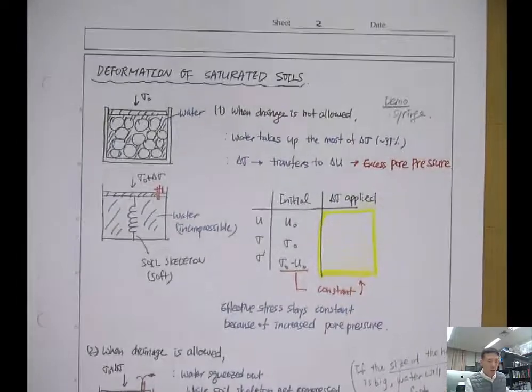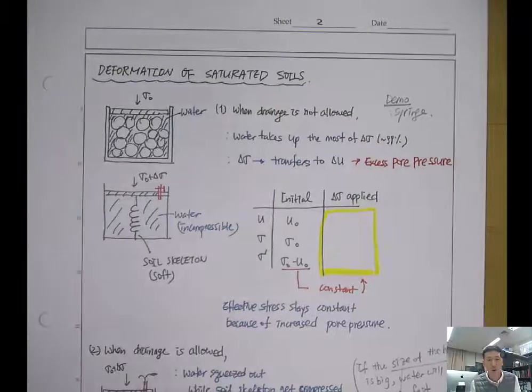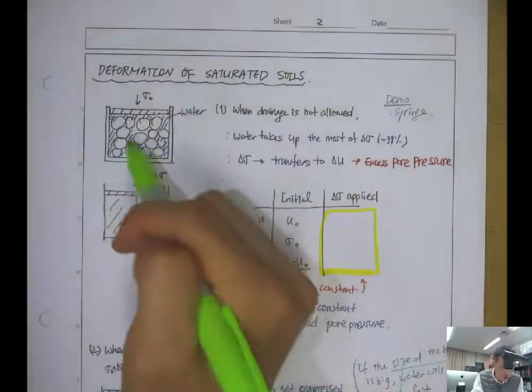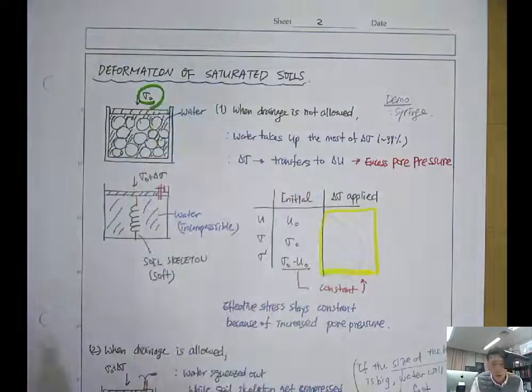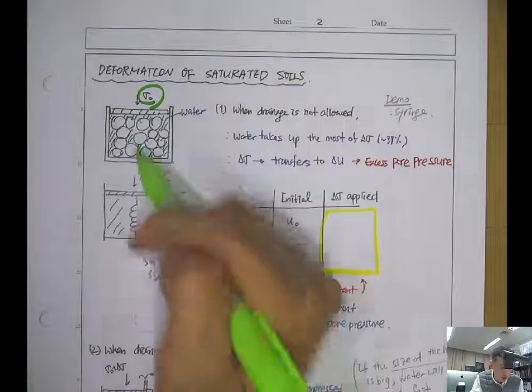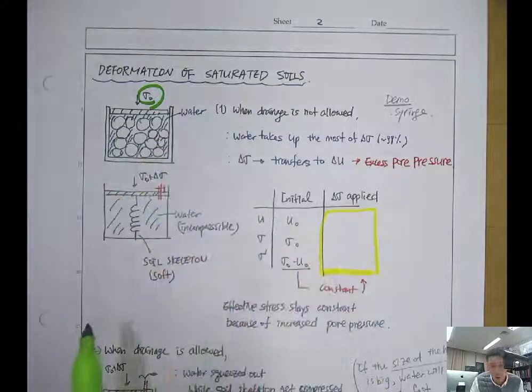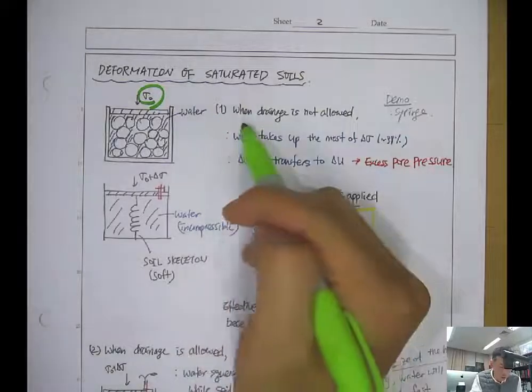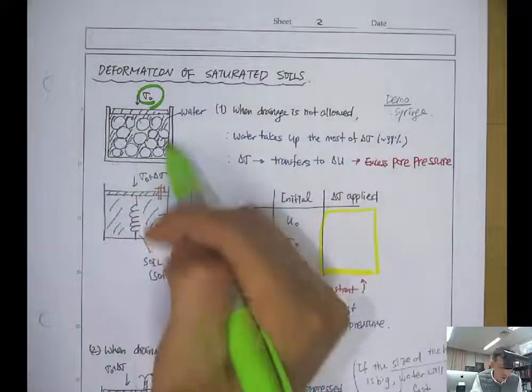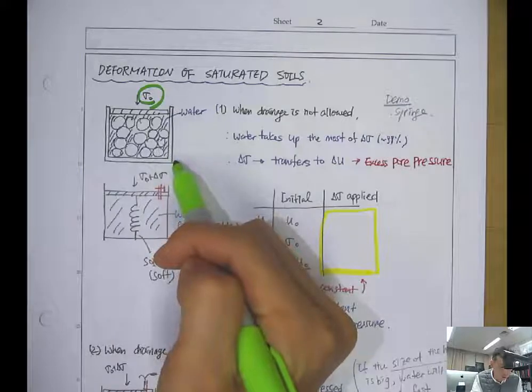Okay, that was the deformation in dry soil. And what about the deformation in saturated soil? Now you have water, right? So here, let's imagine that this is the initial state. You have sigma naught, which is the total stress, and the soil is full of water. And so there could be two different cases when drainage is not allowed. So there is no hole here for the water to escape.